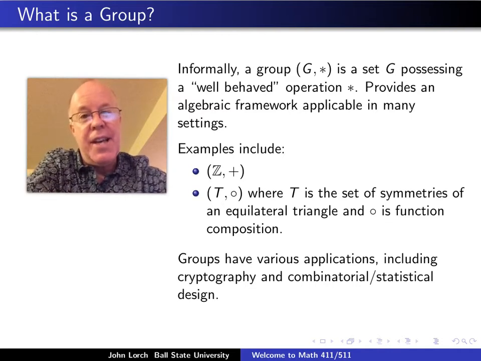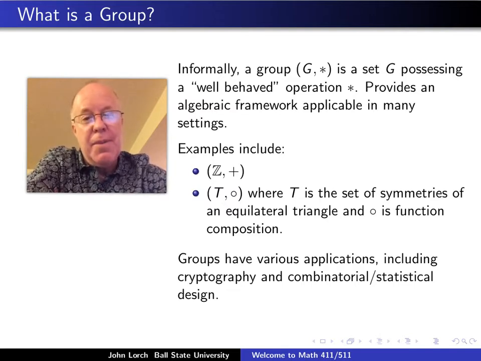I've listed two examples here, and they range from familiar objects like the integers under addition, which is something that we've known about for a long time, to objects that are maybe a little less familiar, for instance, the symmetries of an equilateral triangle, where the operation is just composition of symmetries. So groups have a lot of applications, including those to cryptography and combinatorial and statistical design.